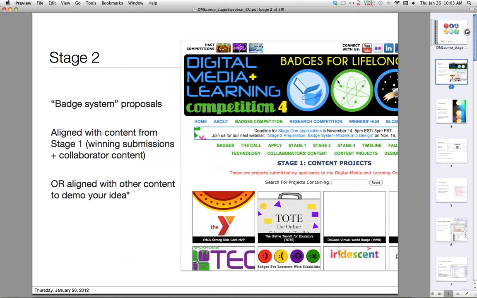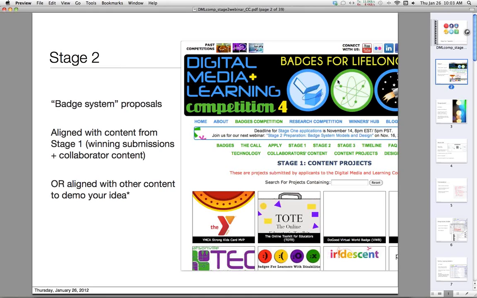So Stage 2 is really about badge system proposals, and what I'm going to try to do on this webinar is talk you through what we think about when we're talking about badge systems, and then the full implications of those. And I will also step you through some thoughts about that, and some work that we have done in order to think about that. So hopefully it'll help you put into perspective ways that you can write your proposals for Stage 2.